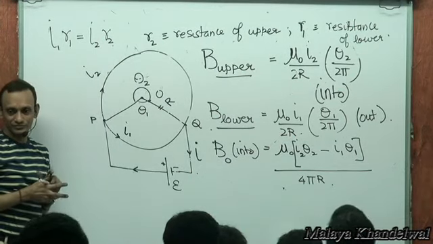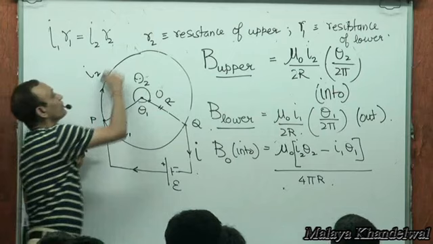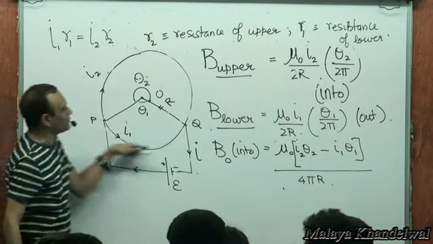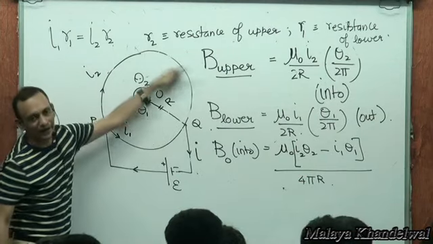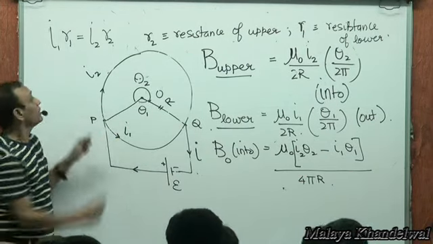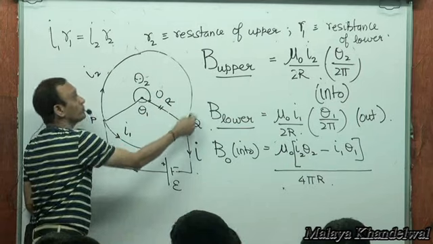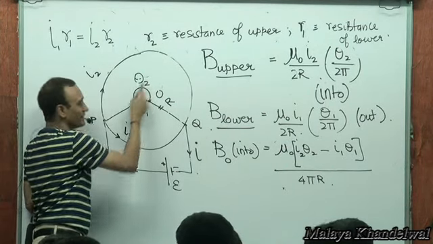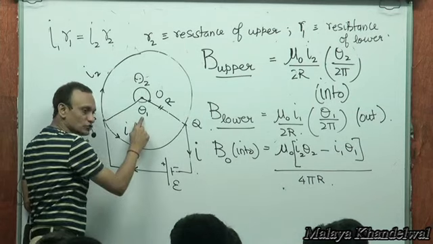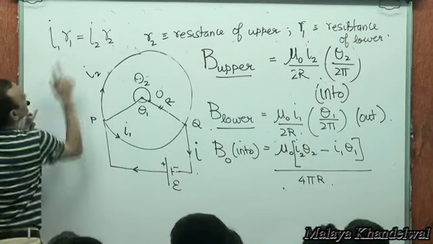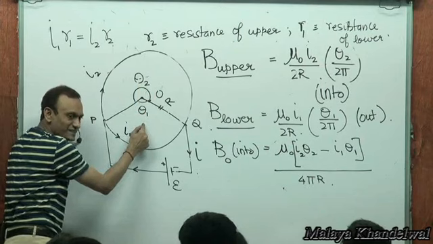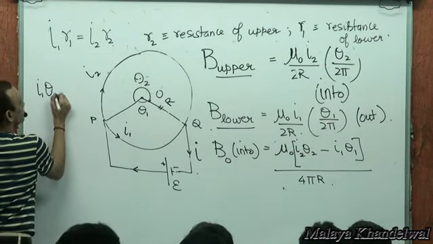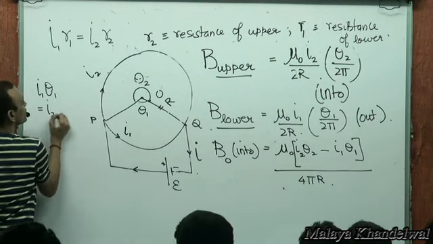Yes or no? Potential drop from P to Q, whether you compute it like this or you compute it like this, it's going to be the same. So I1 into this resistance must be equal to I2 into this resistance. But the resistance of this will be proportional to this length and will therefore be proportional to theta. The resistance of this will be proportional to this theta. So can I replace these resistances by thetas? So can I say I1 theta 1 must be equal to I2 theta 2?